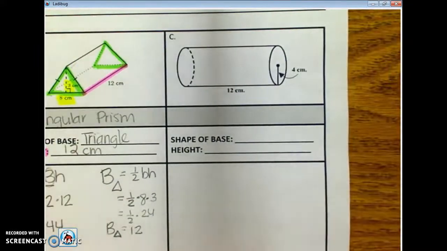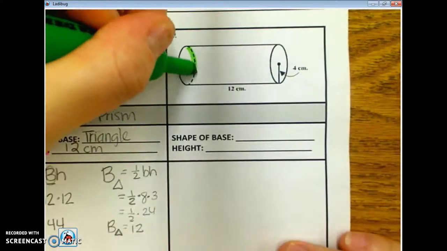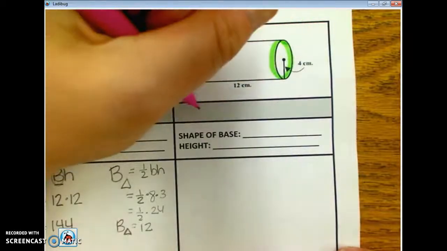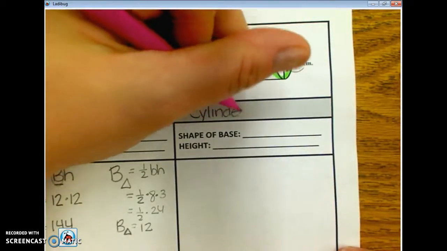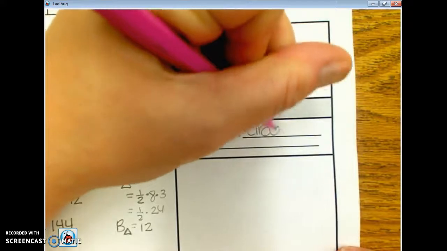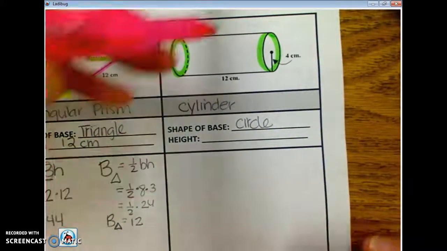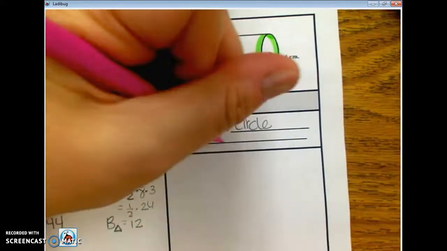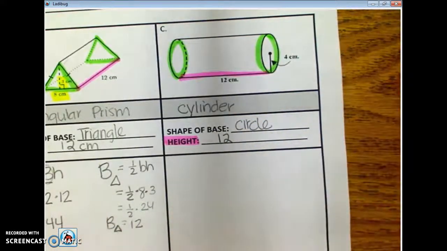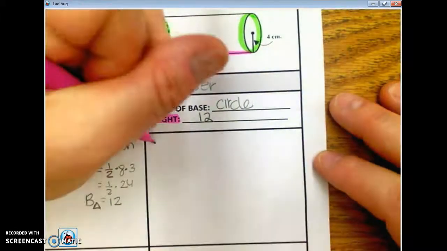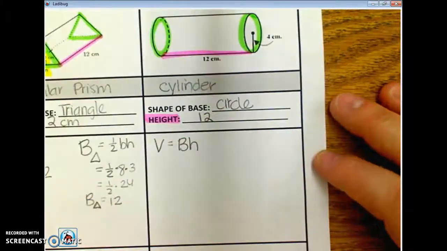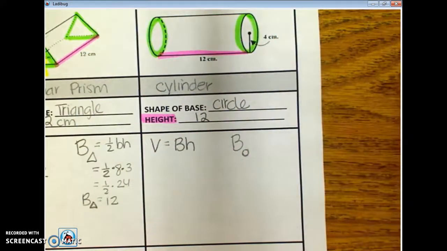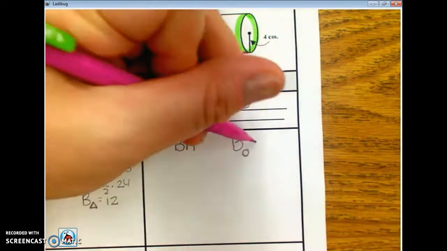Okay, we see here that we have 2 circles, 2 circular bases. So since we have circles and we have 2 of them, this is a cylinder, because the shape of our base is a circle. All right, the line connecting the 2 bases is my height, which is 12. Okay, so same thing. Volume equals the area of the base times the height. Well, my base is a circle. So I'm going to go ahead and find the area of that.